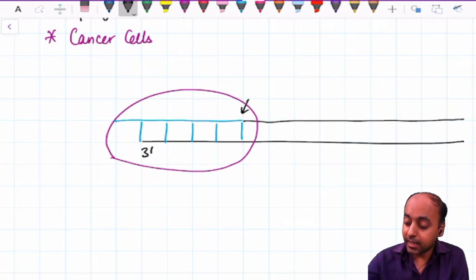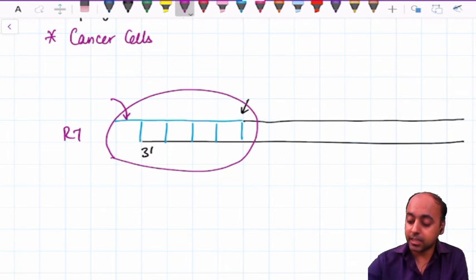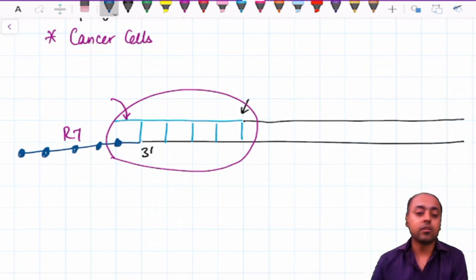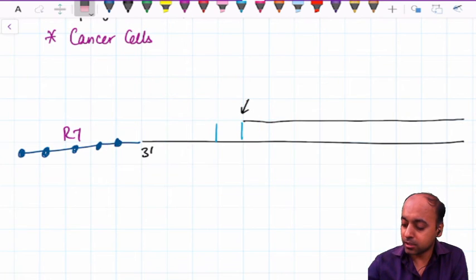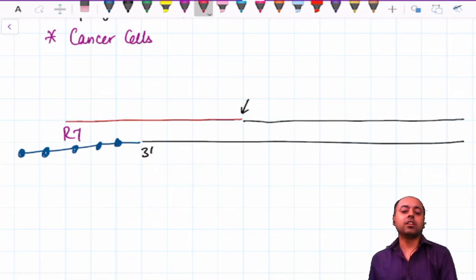All right, and then the reverse transcriptase comes. What is the function of reverse transcriptase? Using the RNA as template, it can synthesize the new DNA. This is how the parent strand is extended. Once the parent strand is extended, the replication machinery can further synthesize the complementary sequence on the parent strand.